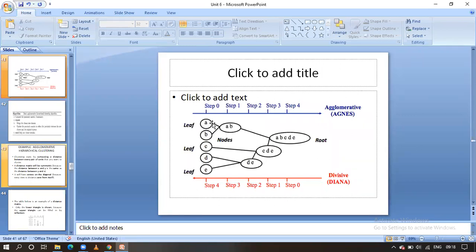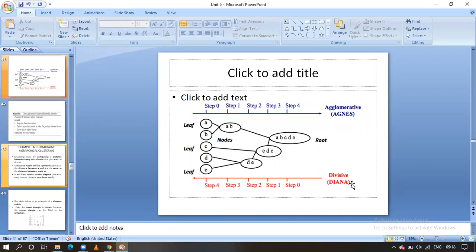In the first step, we combined A and B because they have similar properties. We combine them into one cluster. Finally, we get one big cluster containing all the objects. That is the ending step in agglomerative hierarchical clustering, guys.